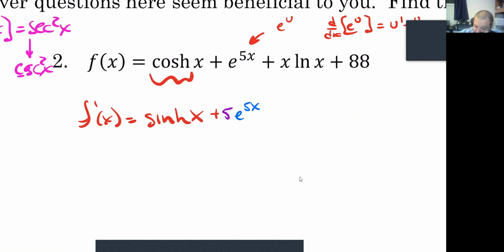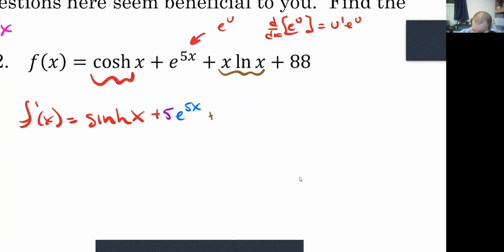Oh no, we have x to the natural log of x. So we're multiplying these two values together. So that's going to be a product rule. So product rule has 4 parts connected by addition. So we always know the first part, it's the first term. We always know the third term, it's the second term. And then we just take derivatives, right?